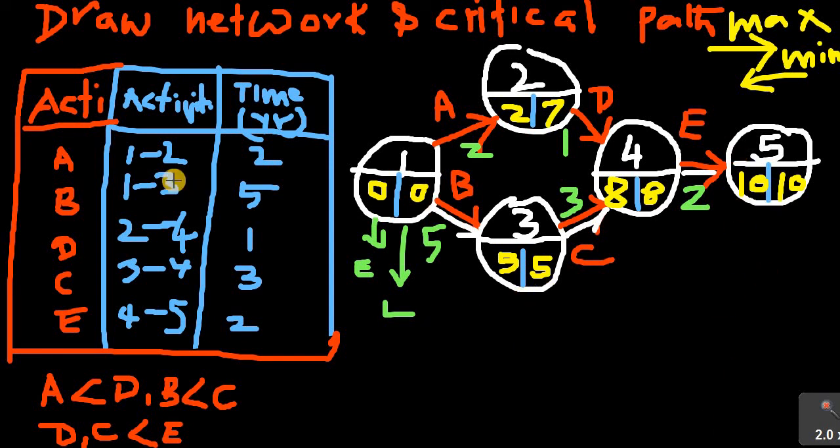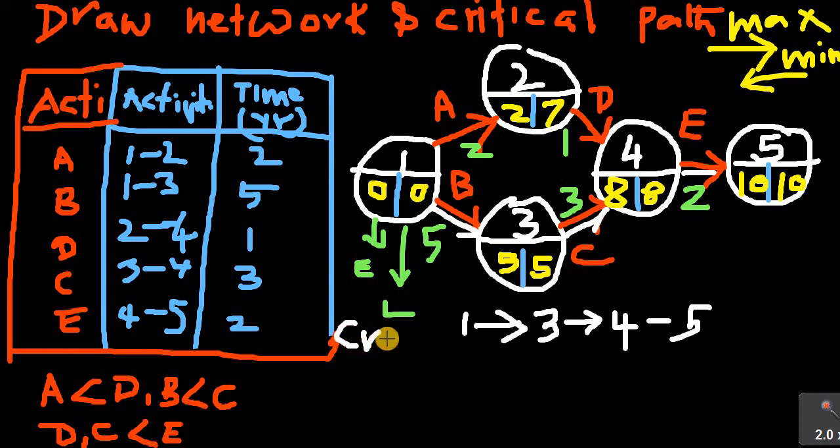Okay, so in this particular problem, event 1 is the first event, 3 is the second event, 4 is the third event, and the last one is the fifth event. This is what we call the critical path. Why do we say so? Because the earliest time and latest time of the events lying on the path are equal. Here 0 0, 5 5, 8 8, 10 10. This path is called the critical path.